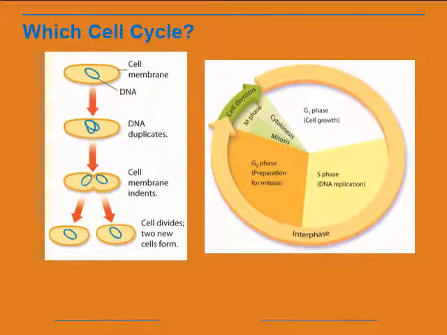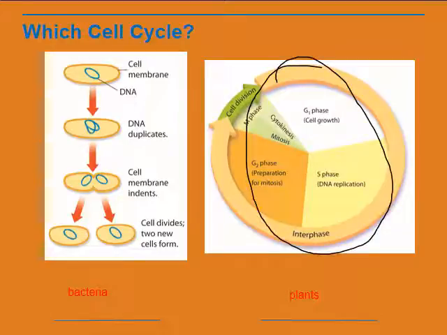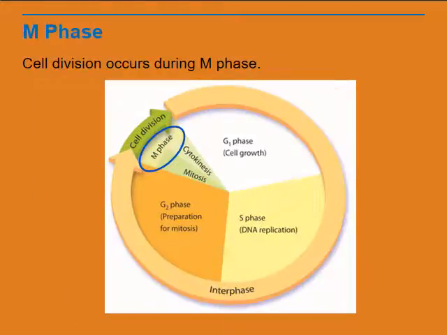All right, take a second, look at these pictures. Which cell cycle do you think the cells of a plant cell undergo, and which one do you think a bacterium will undergo? So which one do you think is more complex? All right, if you said that this is bacteria and this would be a plant, that's great. Which one do we fall under? This or that? This. All right. Think about it. Eukaryotic cell cycle, and it's about you. Sounds corny, but it works every time.